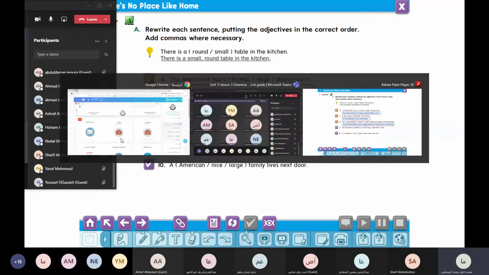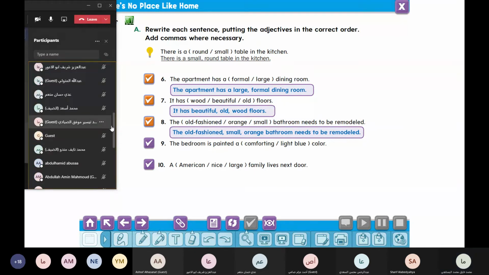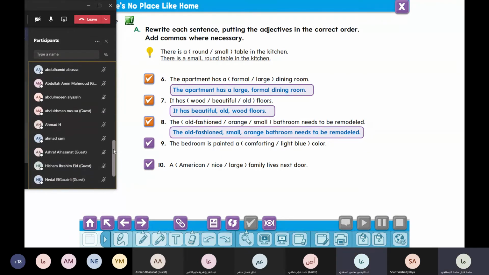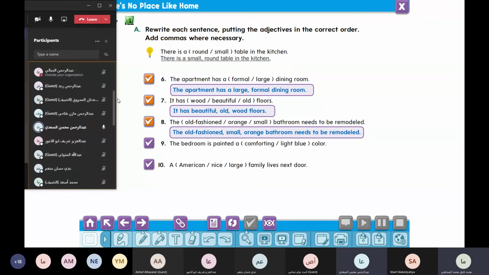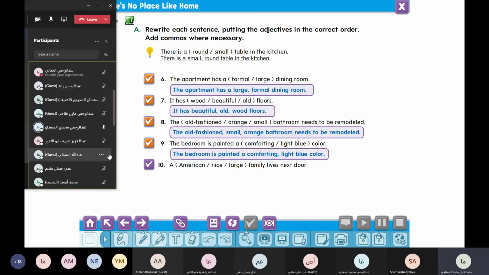Number 9, who can try? Ahmed Rami, are you here? Teacher, can I try? Yes, Abdurrahman. The bedroom is painted a comforting light blue color. Good. Comforting represents an opinion, and light blue represents color. The last one, who can do it?